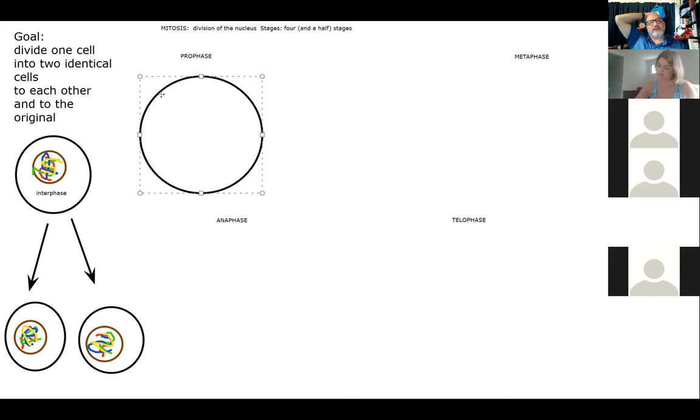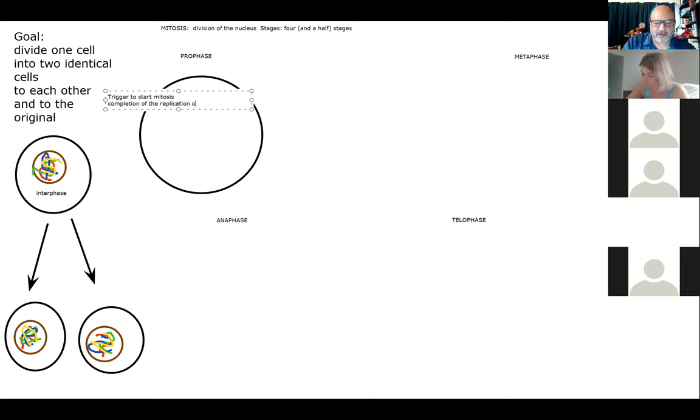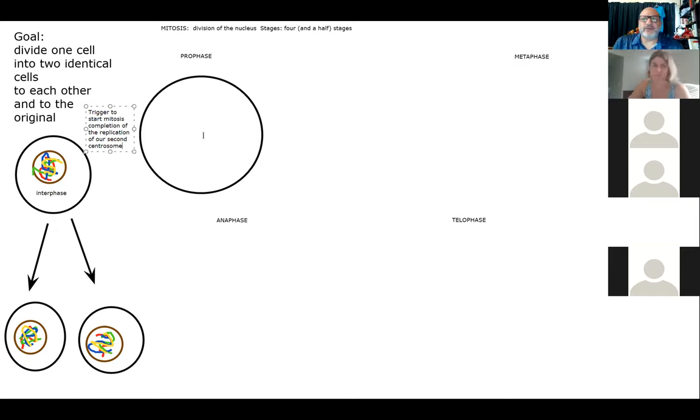Now, one more thing. What did we say was the trigger that starts mitosis, ends interphase, and begins the mitotic phase? Anybody remember what we said the trigger was? The centrioles? There you go. The trigger to start mitosis is the completion of the replication of our second centrosome. Excellent. So when that second centrosome is completed, then what happens is we start prophase.